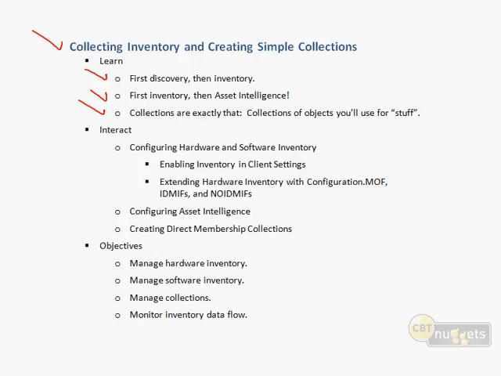Then in the interaction portion, we configured the hardware and software inventory. We set it up in client settings, talked a bit about the extension process, which has gotten much easier with that little button and the nice GUI screens. We spent a minute on Asset Intelligence and spent some time creating a very simple direct membership collection.